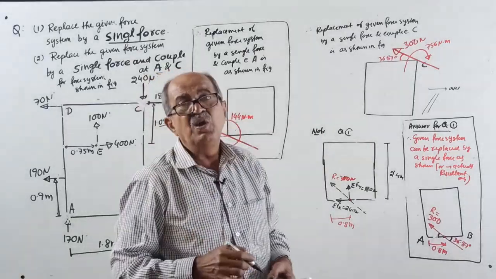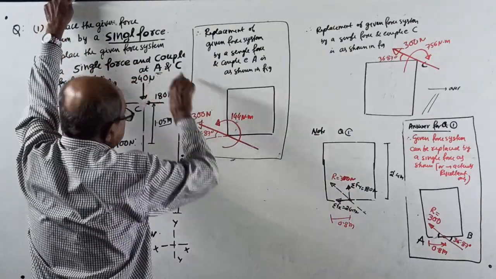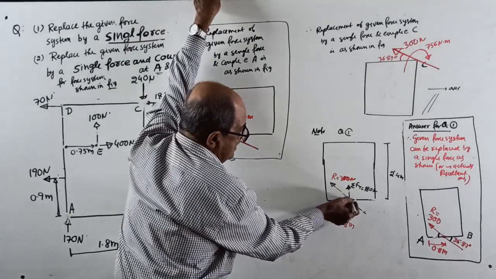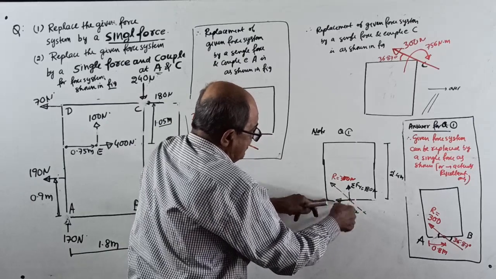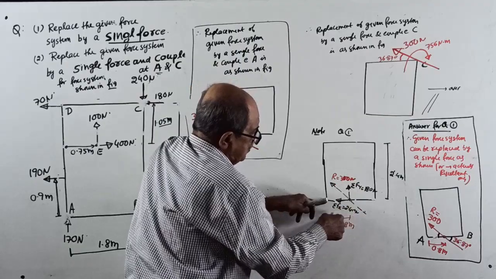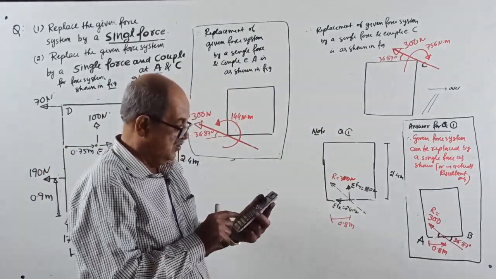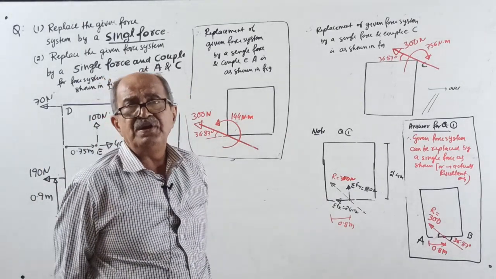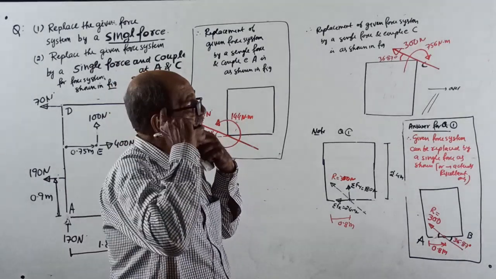See how? In the notes I will write it. What you do is, the complete force system is replaced by a single force here. No couple. Now do one thing. This force system, you shift to this point. Then R will come here also. Shift the force. The couple will be 180 into 0.8 anti-clockwise. It is 144 Newton meter anti-clockwise.